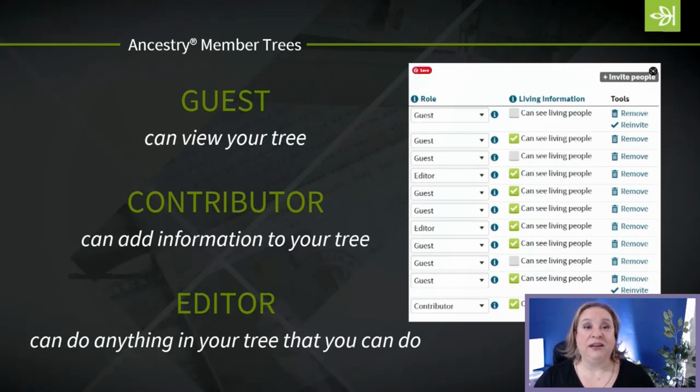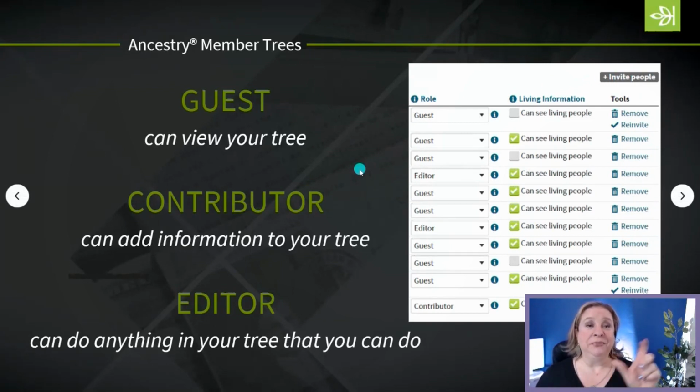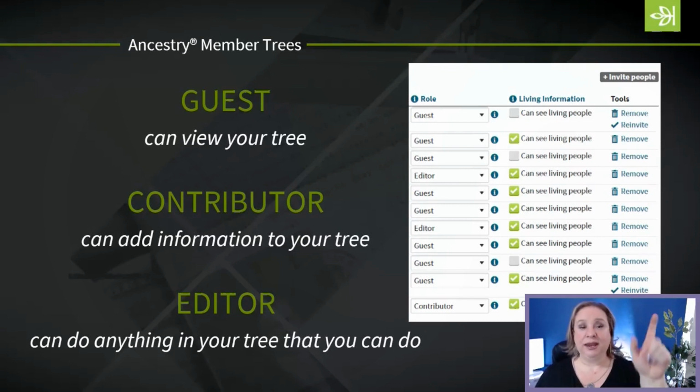And so I encourage you strongly to message other users before you just share your tree with them. You can share by email address, you can share by Ancestry username if they already have an account. And then the third way that you can share when you click that invite people link is you can generate a link. Now that is a one-time use link. So you generate the link, and then you copy it, and then you can email it.